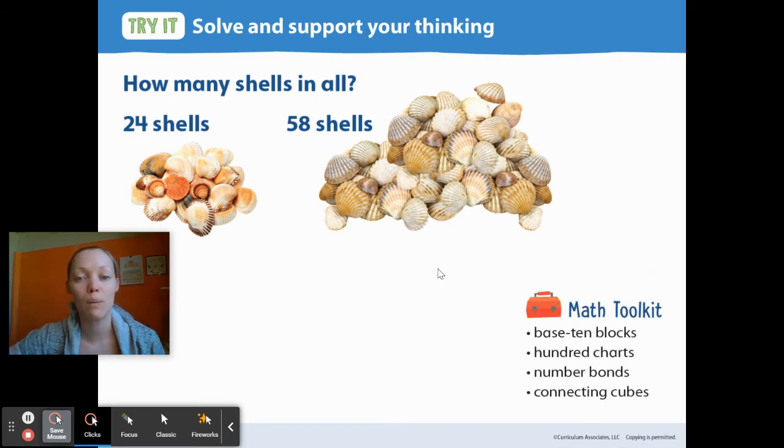You're going to try this problem on your own, and you may use base 10 blocks on iReady. You can use your 100 chart, number bonds, connecting cubes. We don't have enough connecting cubes, so you could draw a picture on your whiteboard, or any of the strategies we've learned so far, stacking, any of that stuff to add your numbers together. Go ahead and solve that, see what you get, and then come back and check your work.